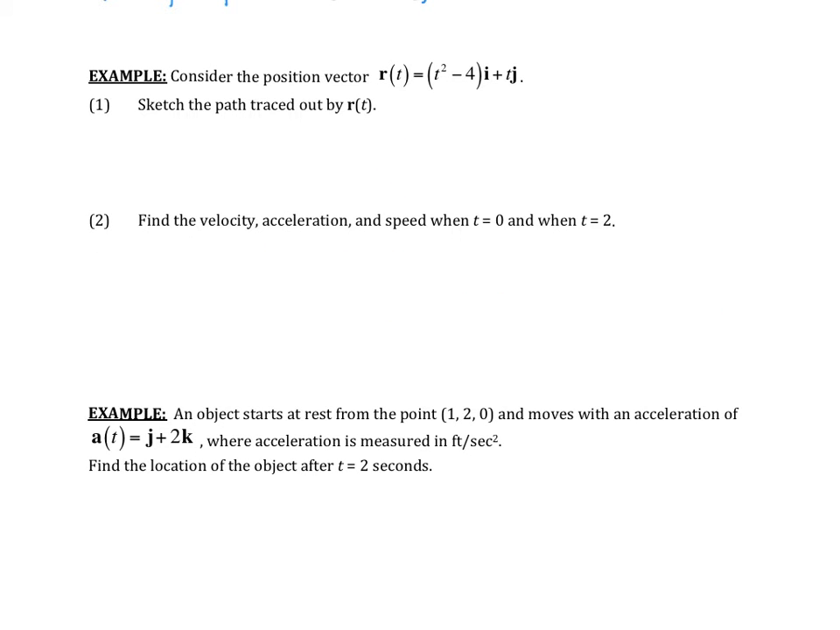Hopefully you had a chance to try this example. I'm going to go about it much the same way. If I want to sketch a path of this, I would make a table of values. So I'm going to start with 0. Let's do 1, 2. We could keep going if we wanted, 3. And if I plug in 0, I get negative 4, 0. Plug in 1, I get negative 3, 1. Plug in 2, I get 0, 2. Plug in 3, I get 5, 3. And if we look at this, let's see, 1, 2, 3, 4.